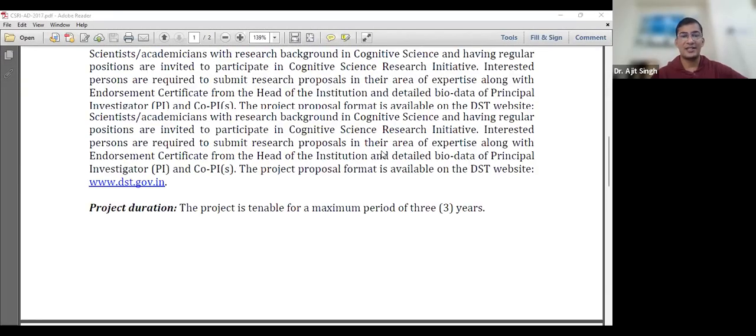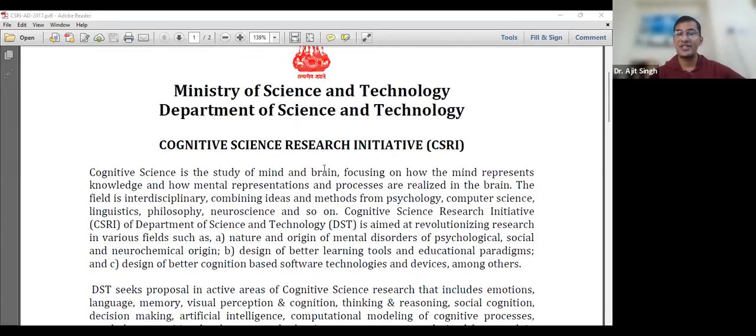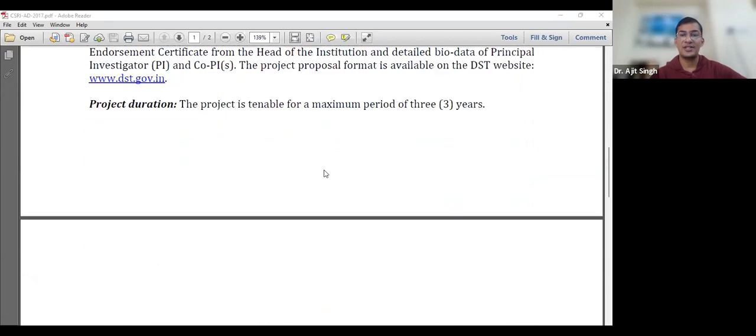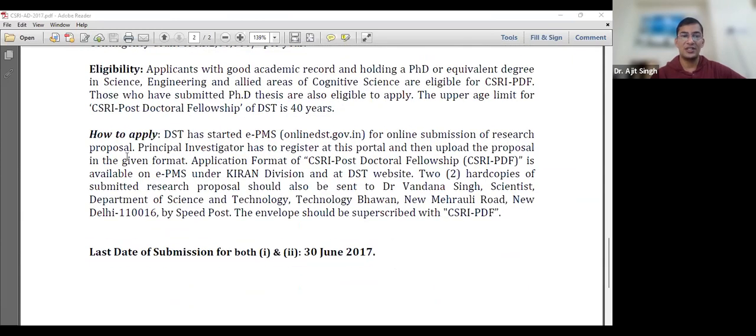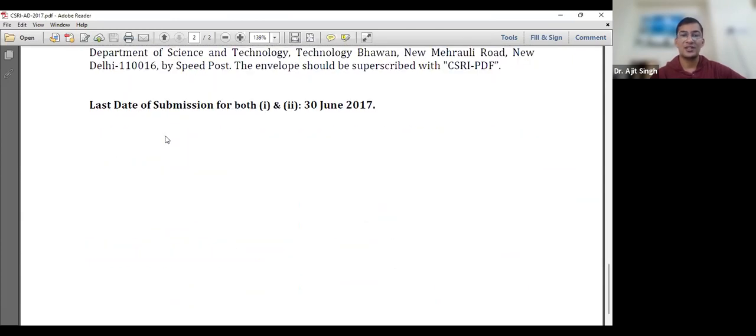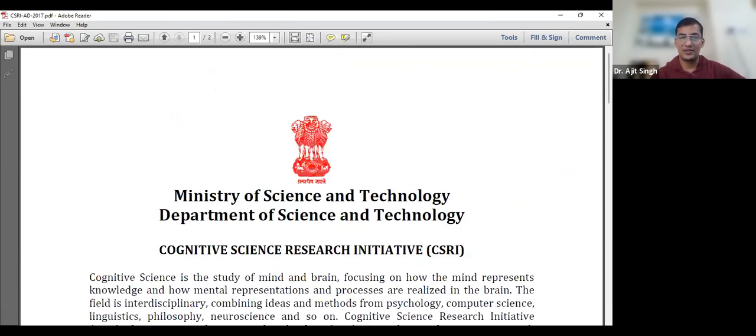Okay, I think this is the advertisement for the Cognitive Science Research Initiative, CSRI. This is like individual projects. These are the instructions for that: eligibility, how to apply, last date 30th June, September 17. They have given the entire thing here, and then I'll take you through the CSRI.